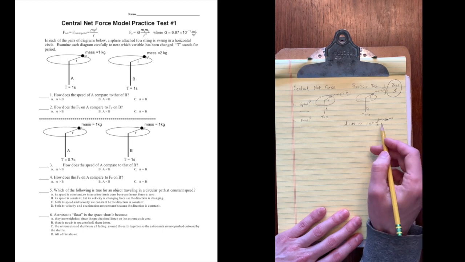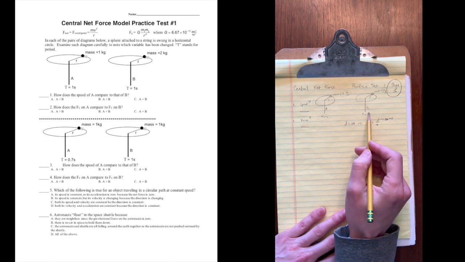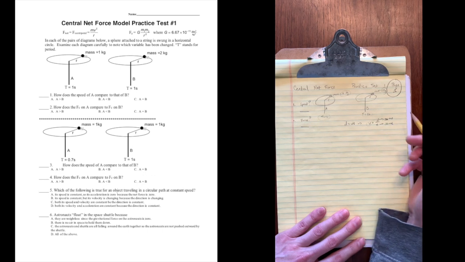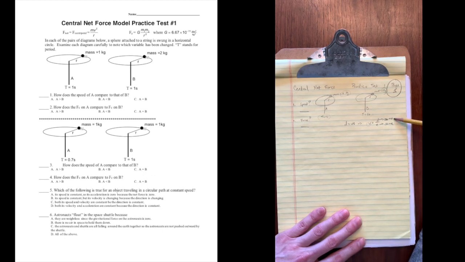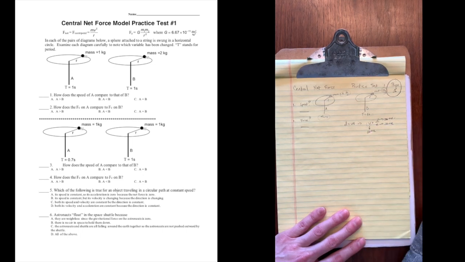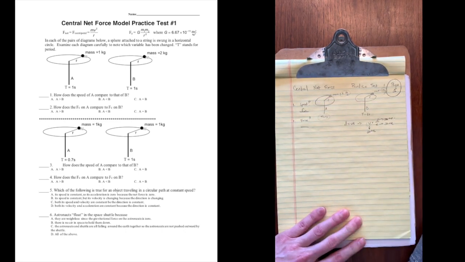The other thing you need to know for speed is the time it takes to travel that distance. The time in this one is 1 second, and the time in this one is 1 second. So that's also the same. Since they're both traveling the same distance in the same amount of time, their speeds are the same, which is C. A equals B, so they have the same speed.